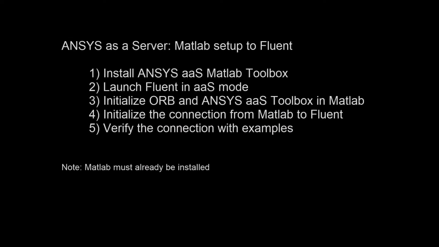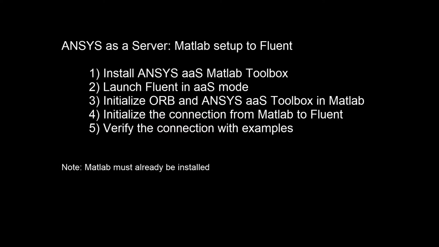In this video, you will learn how to establish a connection between MATLAB and Fluent. There are five main steps we will cover. Download and install the ANSYS AAS MATLAB toolbox. Launch Fluent in AAS mode. Initialize ORB in the ANSYS toolbox in MATLAB. Initiate the connection from MATLAB to Fluent, and then we'll verify the connection with an example.